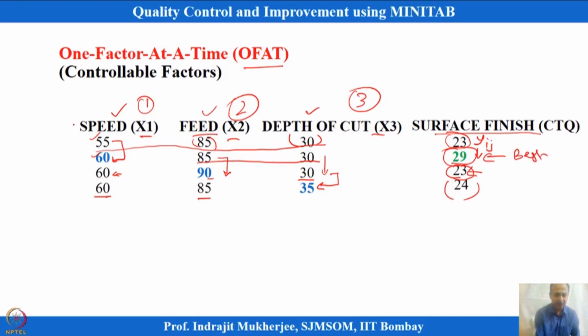So, out of these 4 experimental trials, which are done as one factor at a time experimentation, we have got the best position over here. That means speed should be 60, feed should be 85, and depth of cut should be 30, and this is the 29 value of the surface finish that we have got.